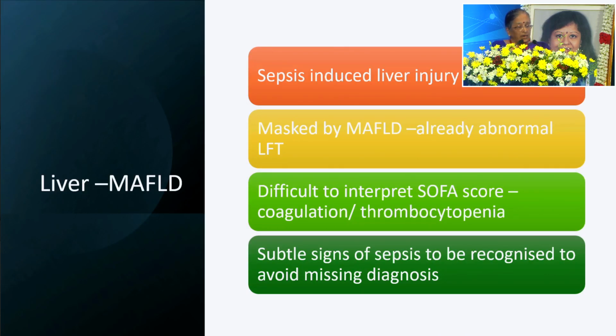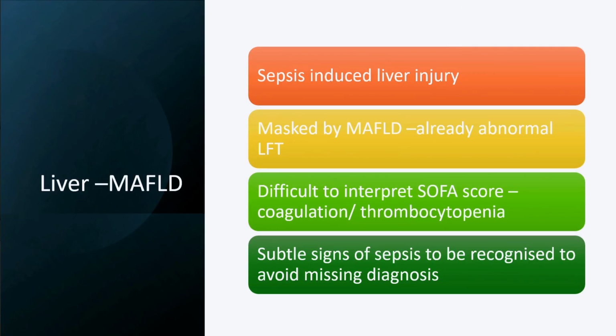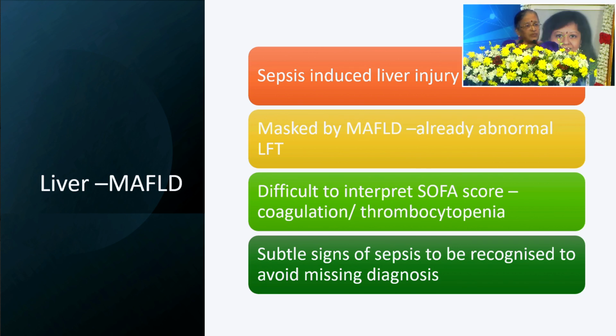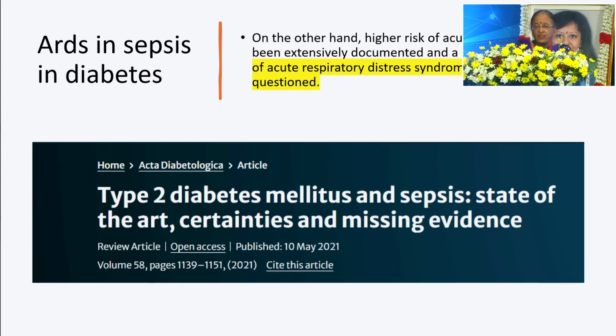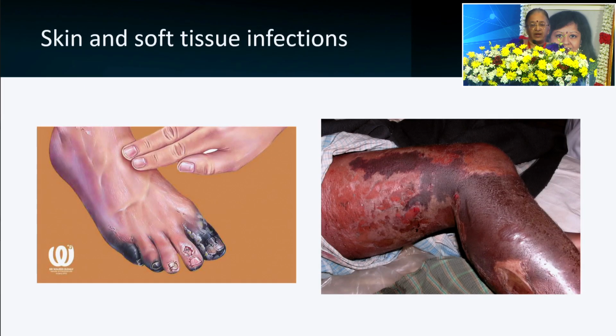Moving on to MAFLD, we know that sepsis-induced liver injury is known. It may be masked in diabetes because already he has MAFLD. It's difficult to interpret SOFA scores, and subtle signs of sepsis must be recognized to avoid missing this diagnosis. The one thing that stands out as an odd feature is that ARDS in sepsis in diabetes is actually lesser risk. We don't know why, but people with diabetes going into ARDS is less.